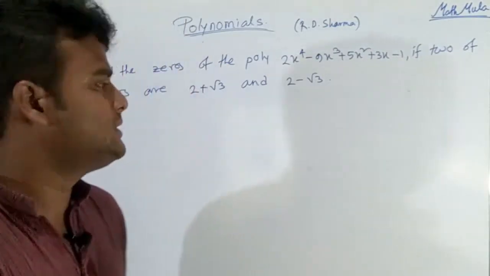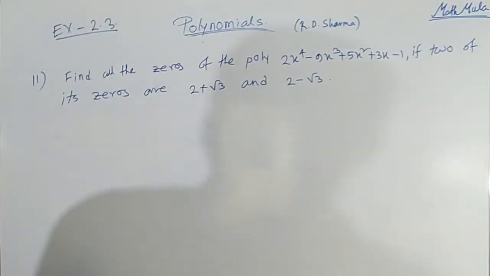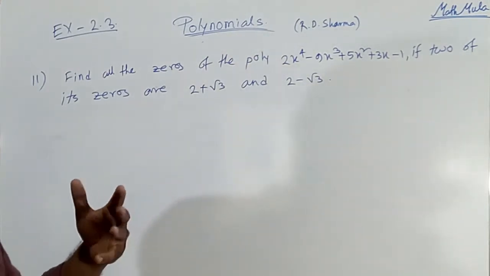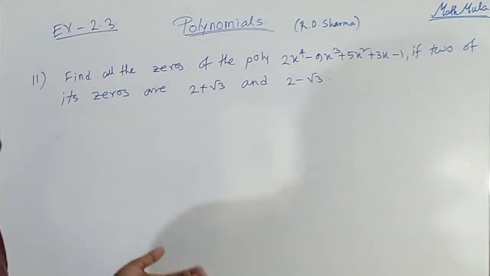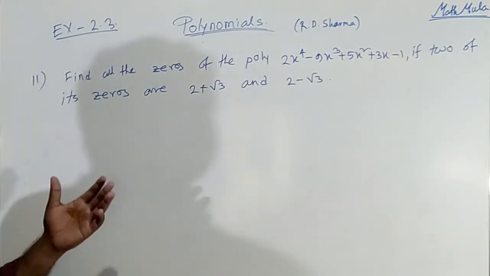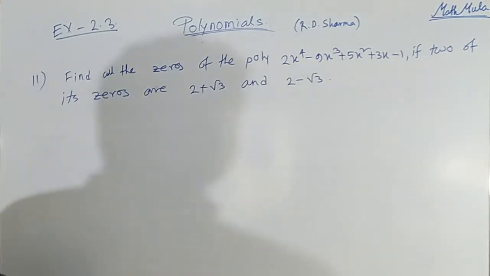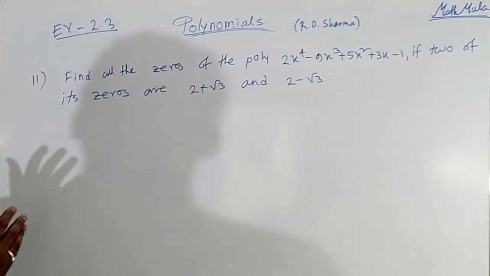Now we solve sum number 11. Find all the zeros of the polynomial 2x^4 - 9x^3 + 5x^2 + 3x - 1 if two of its zeros are 2 + √3 and 2 - √3. Similarly, we solve this sum using the division algorithm, the same as sum number 7 and 9.